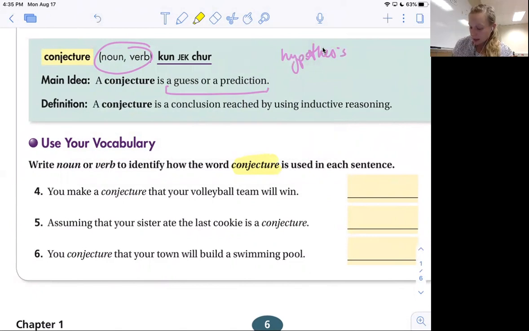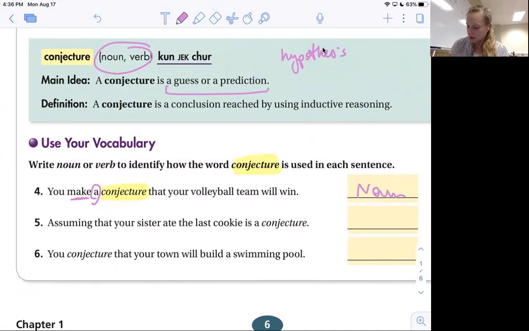The first one says you make a conjecture that your volleyball team will win. Noun or verb? This one's a noun. You make, the doing is the make, and then a really easy way to tell is this one has an article in front of it. Articles are a and the. So a conjecture says that it's a noun. A guess, a prediction. A means noun.